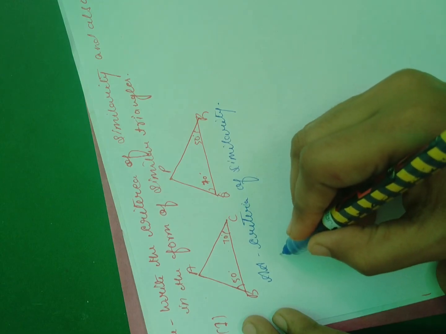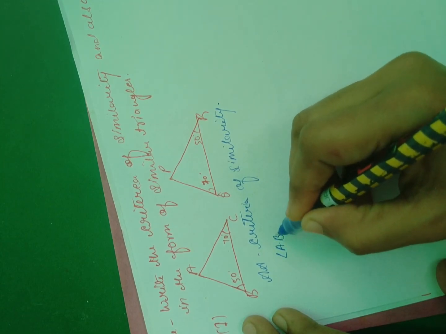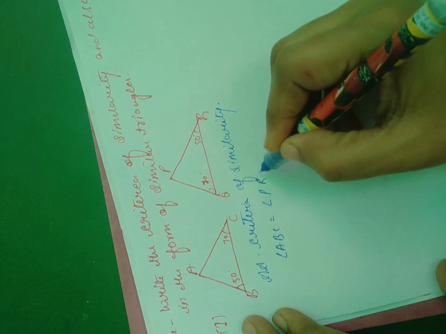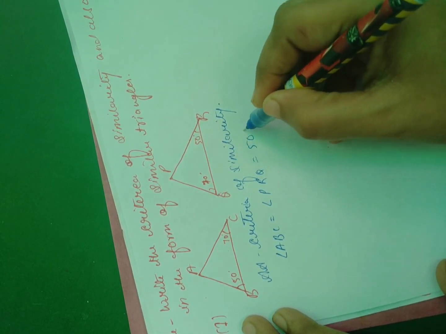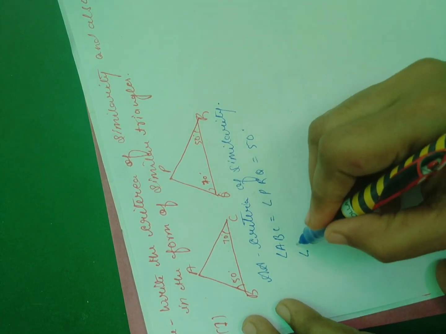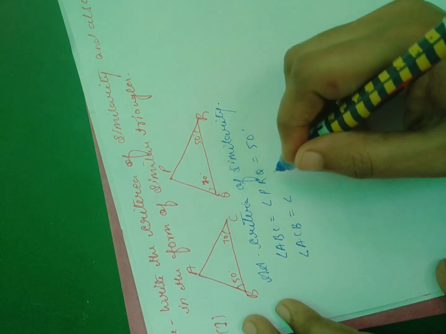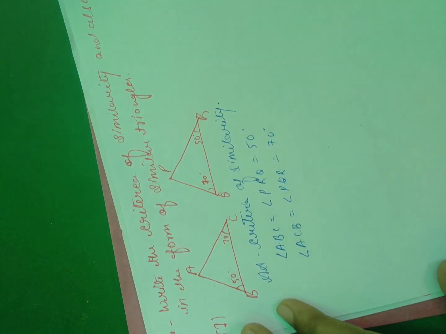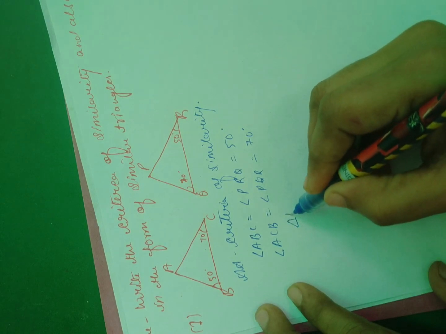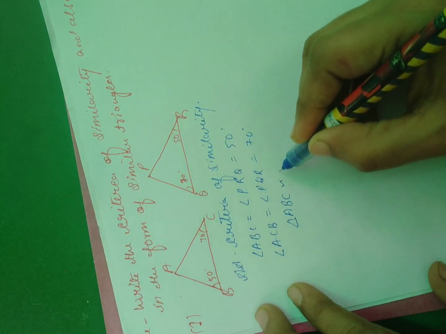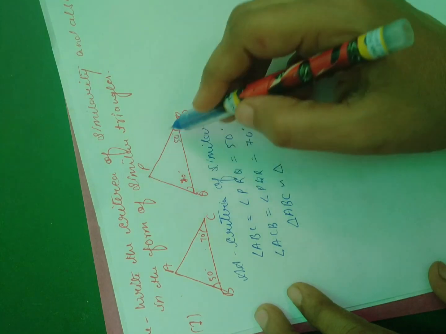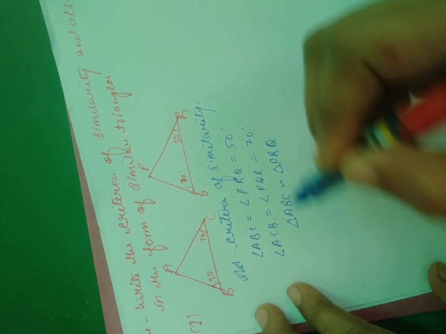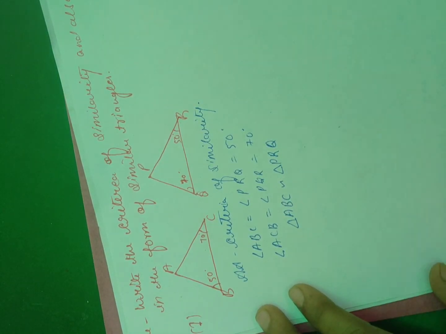And we can write angle ABC is equal to angle PRQ, which is equal to 50 degrees, and angle ACB is equal to angle PQR, which is equal to 70 degrees. So how can we write it? We can write triangle ABC is similar to triangle, not PQR, but PRQ, because of corresponding angles. So this is the first question.